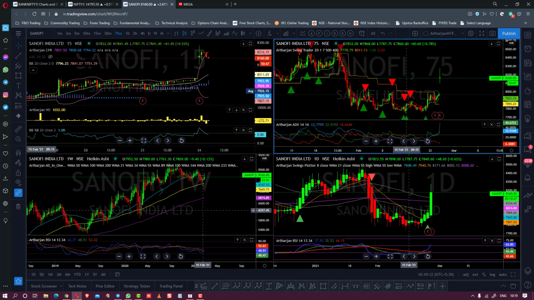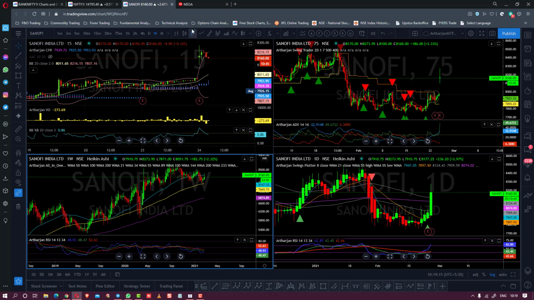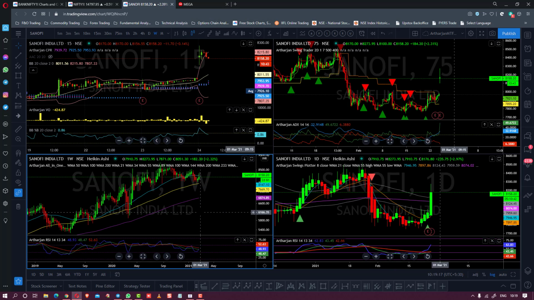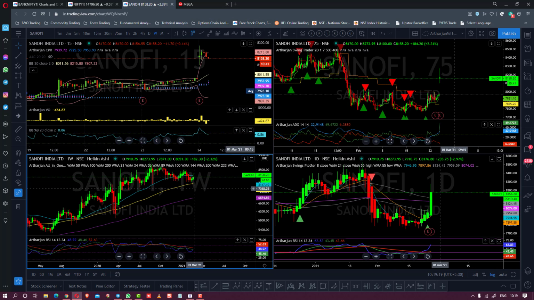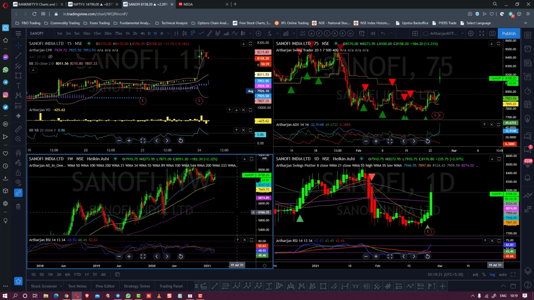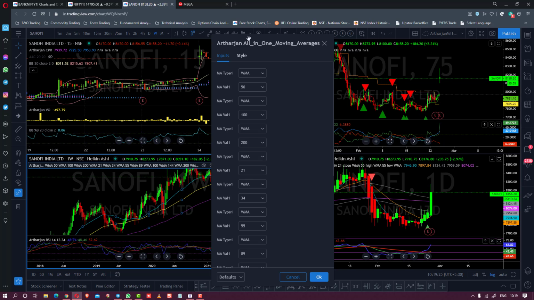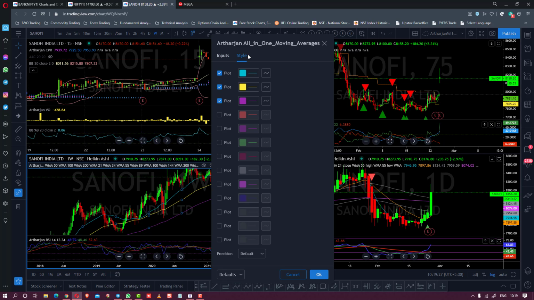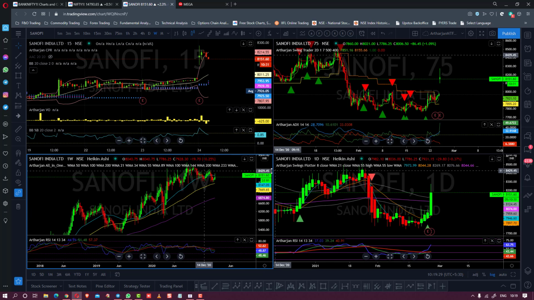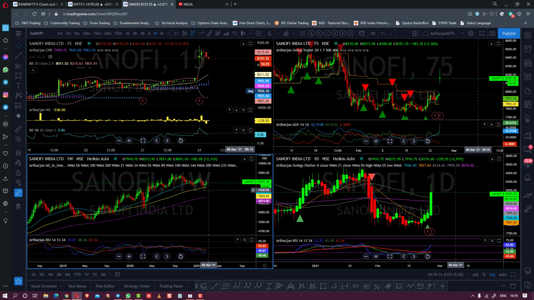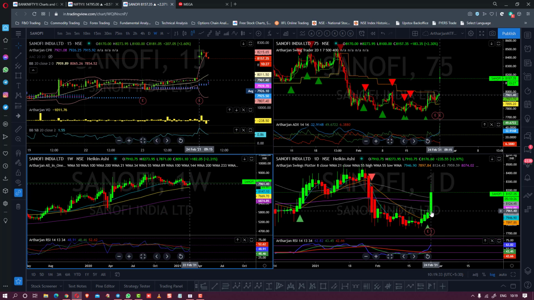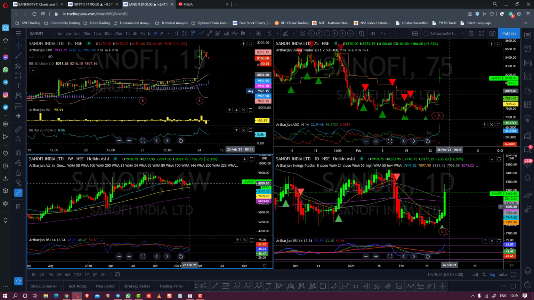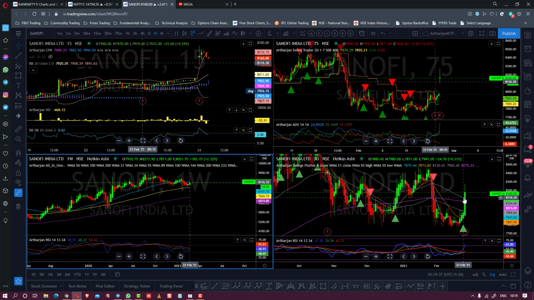Okay, so now you can see that on multiple time frames, on a weekly time frame, my Heikin-Ashi candles. One second, this is weekly. Yes. So on a weekly time frame also, my Heikin candlestick has turned green. On a daily time frame, my Heikin is green and just crossed above the 55 period envelope.